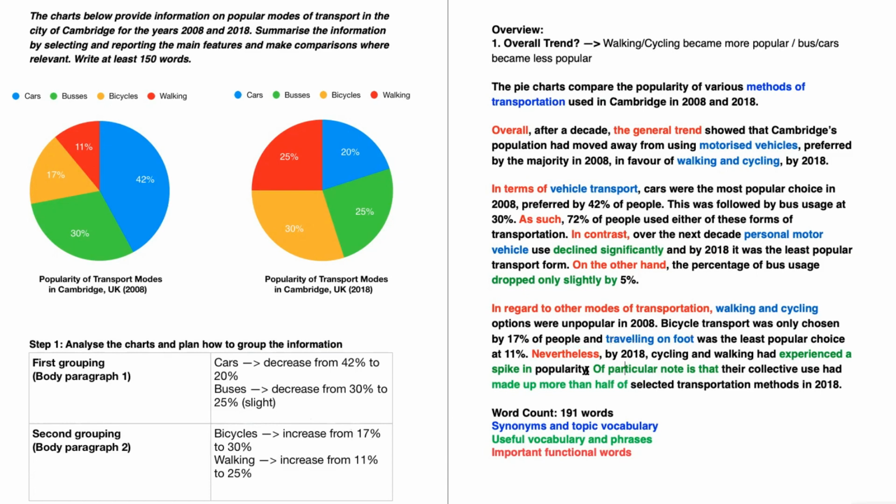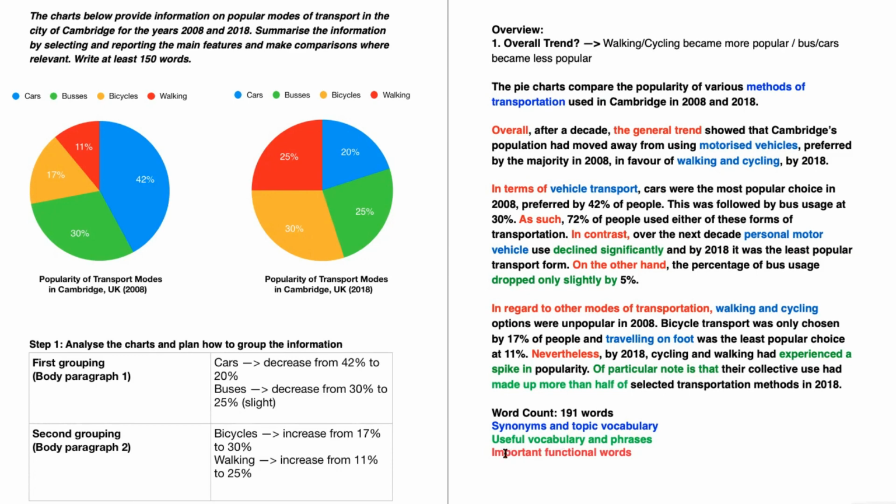And then I wanted to say of particular note is that their collective use, so we're looking at red and orange, their collective use had made up more than half of selected transportation methods in 2018. And that's true because we see 25 plus 30 is 55%, so it's more than half. And there you have it. That is all of our information.